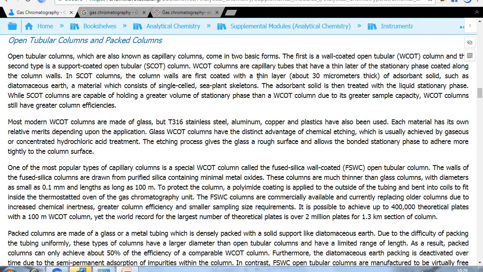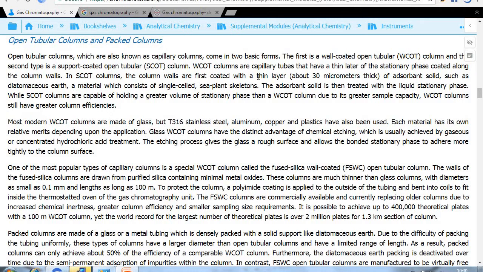Generally this column is made up of materials like glass and stainless steel. The stainless steel of grade T316 is widely preferred, and then you have copper and plastics, all of which are used. Depending upon the usability, if you are going to continuously use GC for your analysis, then you have to use materials like stainless steel or glass. Depending upon your requirement you can change it.